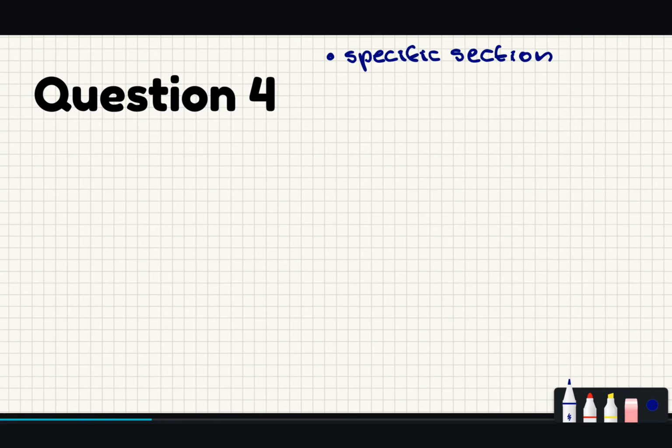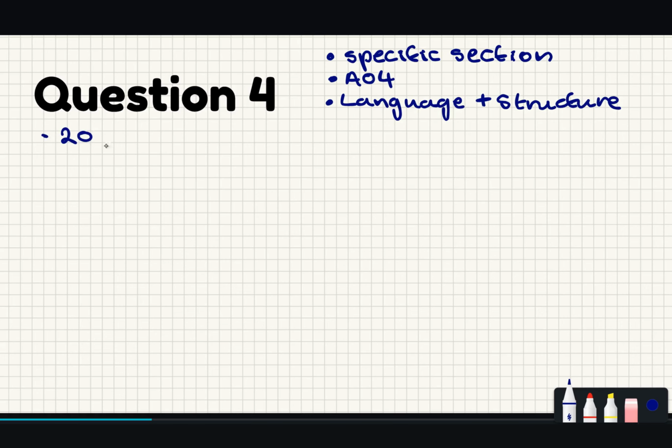You don't want to be losing marks just because you wrote about the beginning and it was asking from line 16 onwards. This one is testing your AO4 skills. So to evaluate text critically and support it with appropriate textual references, you can use both language and structural techniques. Now remember, this is 20 marks, so I would advise you spend around 25 minutes. You'll probably end up spending less, but maximum 25. Remember, finish your time, move on to the next question.